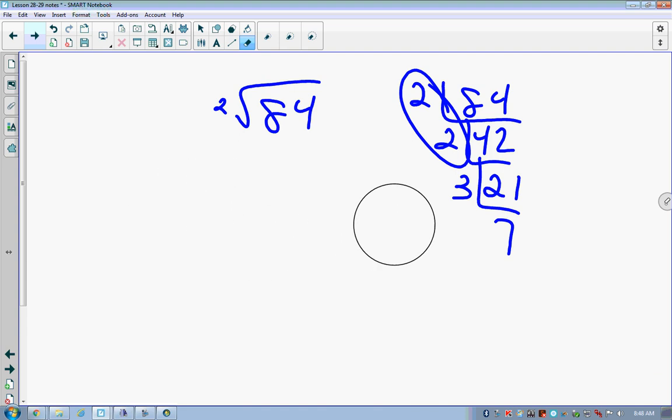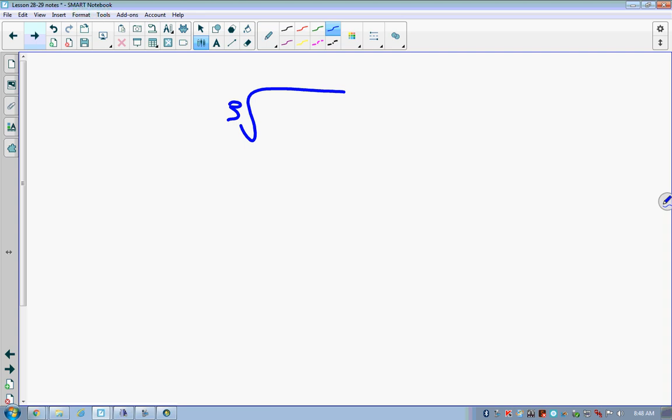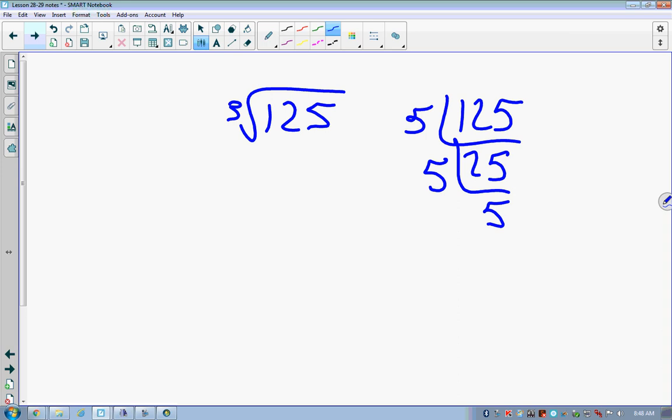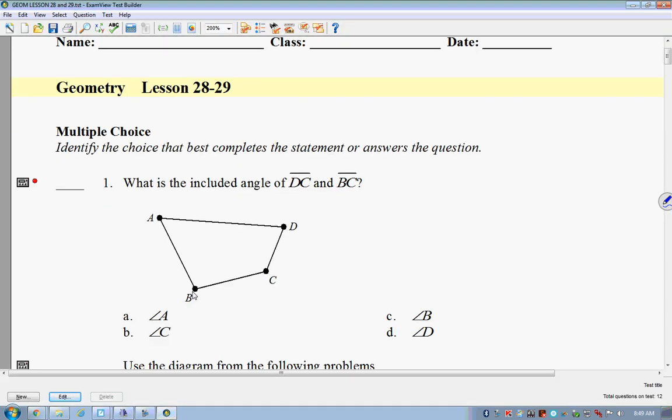I do want you to understand this just so that we've touched on it. But let's say that we're looking for a cube root. We wanted to simplify the cube root of something, like the cube root of 125. We're no longer looking for sets of 2, we're looking for sets of 3. So that would be 5 and 25, 5 and 5. So the cube root of 125 is 5, right? So one set, because there's 3, they come out as one single 5. Let's look at some questions here.